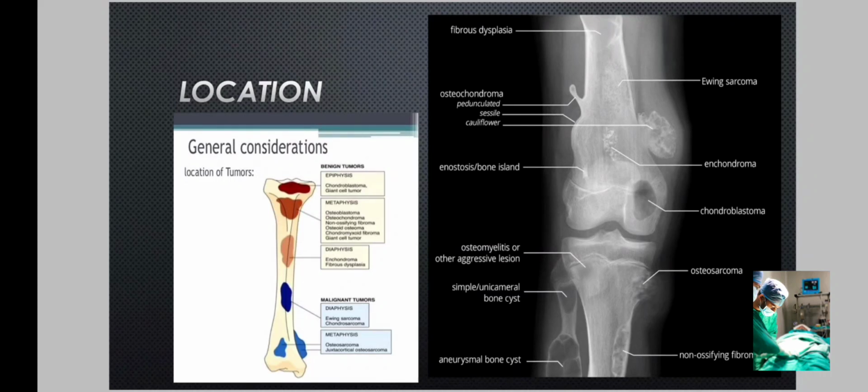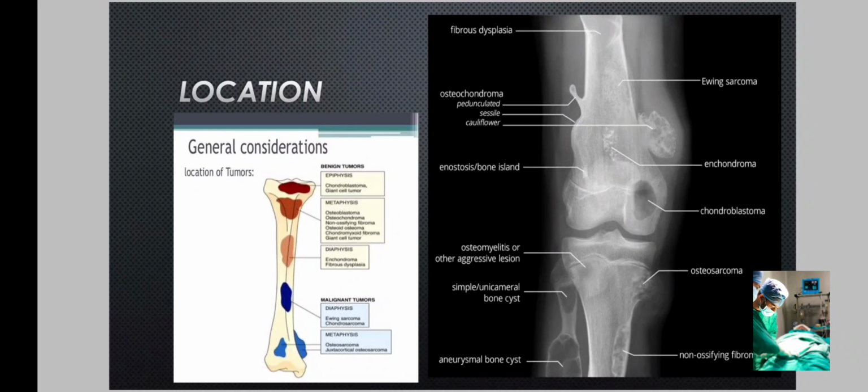Let's move ahead to the metaphyseal tumors which are benign. There is osteoblastoma, osteochondroma, non-ossifying fibroma, osteoid osteoma, chondromyxoid fibroma, and in some cases there is the giant cell tumor in case of a skeletally mature patient. But as you can see, the giant cell tumor has been mentioned both in epiphysis and in metaphysis.